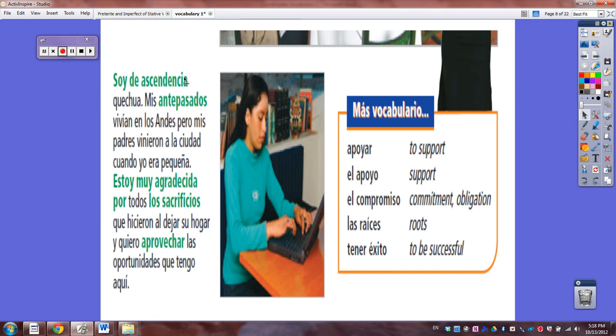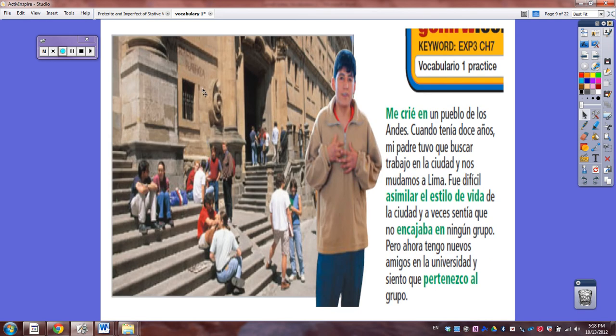I am of Quechua descendants. My ancestors lived in the Andes, but my parents came to the city when I was young. I'm very proud for all the sacrifices that they made in leaving their home and aprovechar. Take advantage of. Oh, I want to take advantage of the opportunities I have here. Okay. Criarse. I don't know that word either. I guess I should have studied before I started filming. To grow up in. Okay, I grew up in a town in the Andes.